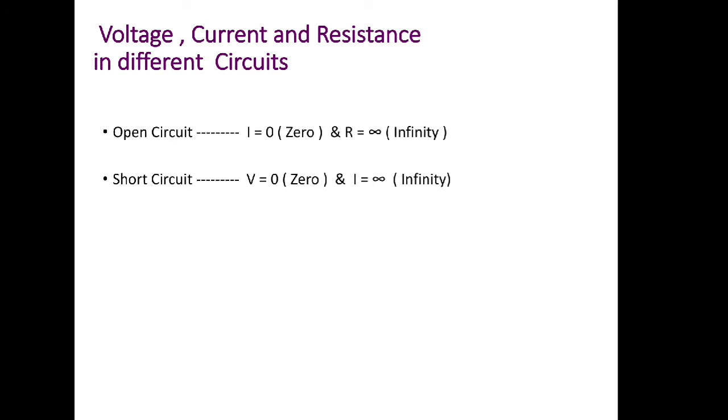In an open circuit, the current value is 0 and the resistance is infinity. If the circuit is short circuited, the voltage will become 0 and the current is infinity. Short circuited means the voltage terminals are shorted, so the voltage becomes 0 and a very large current will flow, treated as infinite current, which is practically not feasible. In a normal closed circuit, the current is directly proportional to voltage and inversely related to R.